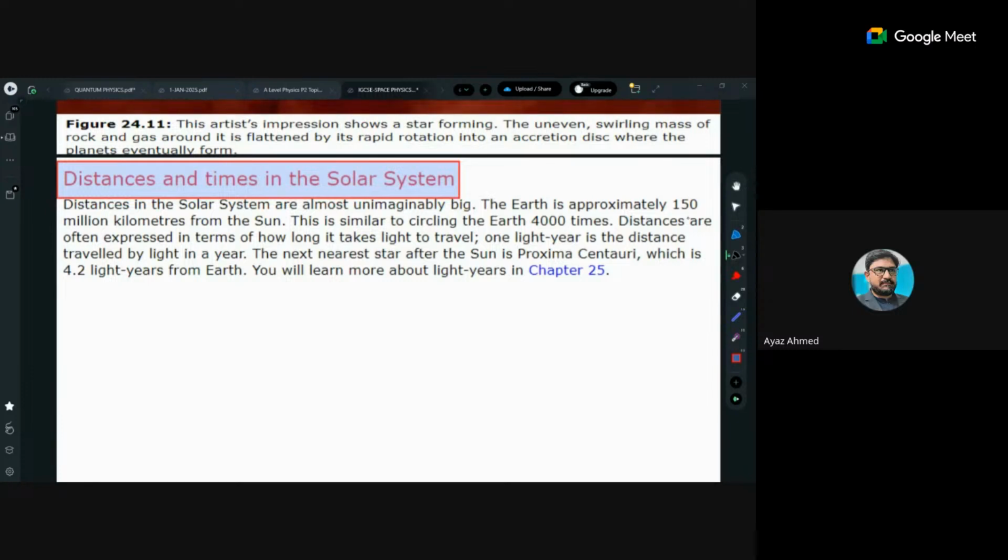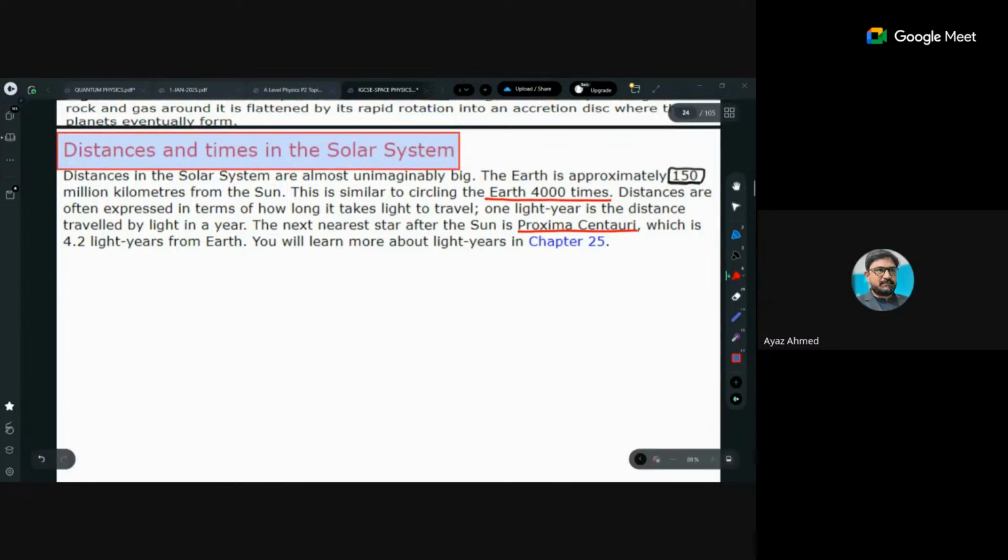So distance in the solar system is almost unimaginably big. The earth is approximately 150 million kilometers from the sun. Ye sabse chhota distance hai, main aapko waise bataun. The light takes a very short time to reach from the sun. Ab there are some stars, like Proxima Centauri, which is 4.2 light years away from us. Ab game saari ki saari light year ki hai.